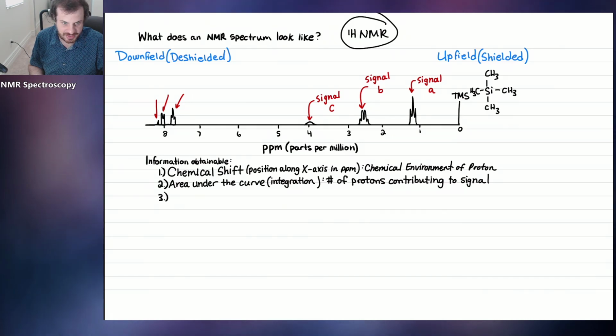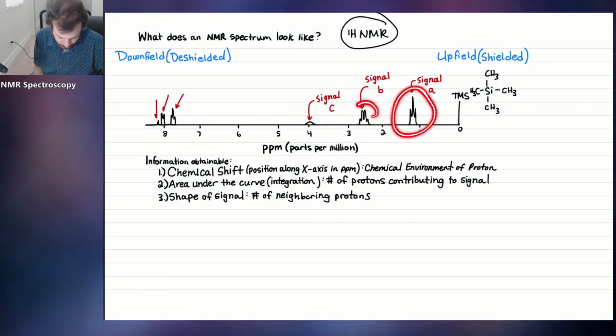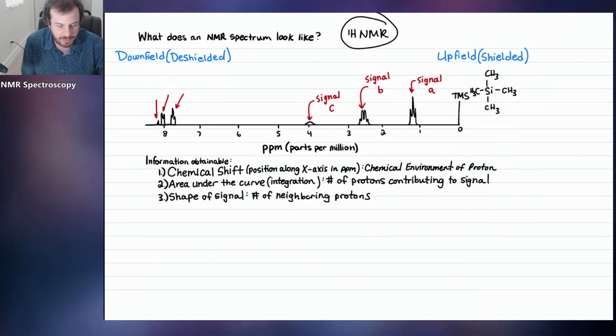And then finally, the last thing that we can get information from a proton NMR spectrum is the shape of the signal. The shape of the signal tells us the number of neighboring protons, actually. So when I talk about the shape of the signal, I mean like some of the signals have like 3 prongs, some of them have 4 prongs, some have 7 prongs. The number of prongs will give us information about the number of neighboring protons, and we'll talk about how to use that to help get detailed structural information about the molecule.